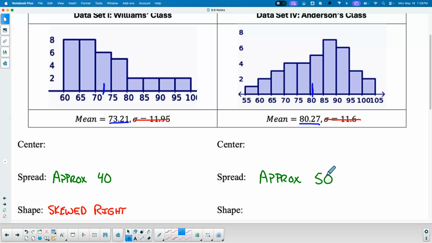Shape. Majorly skewed, slightly skewed, weakly skewed. Okay. I would say I would go there too, because it's not like the Williams class, right? Where it was a hard skew. Okay. So I would say a slight skew here.